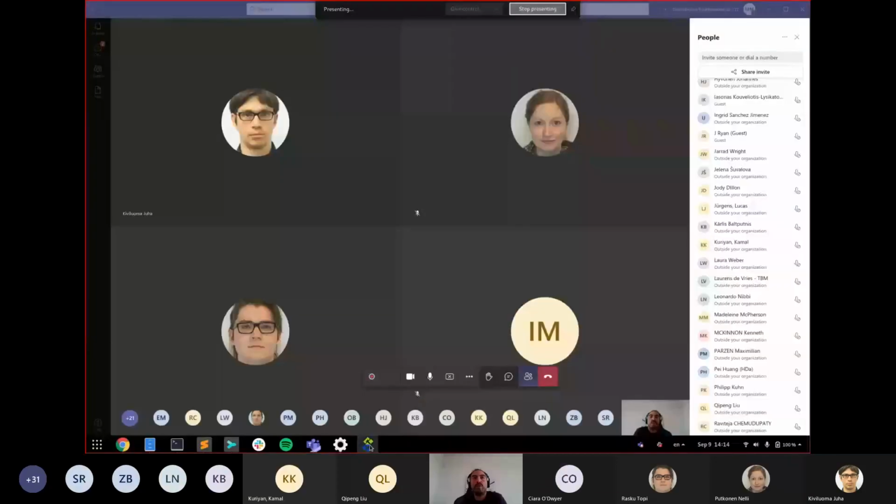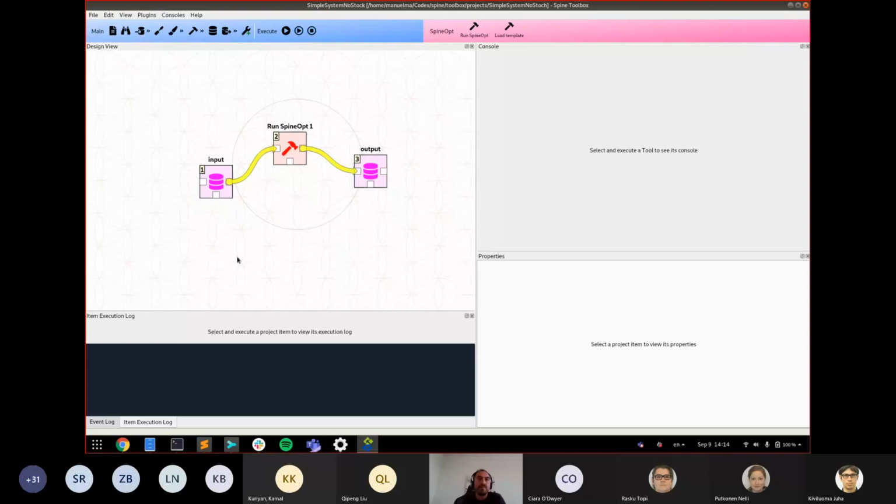I hope you can all see my screen. This is the Spine Toolbox GUI. This is the main GUI you have. And this space here is where you build your workflow. You might recognize this from a couple of slides ago. Here I have an input data store, a tool that runs SpineOpt, and then an output data store to collect results. And you can inspect each of these elements.